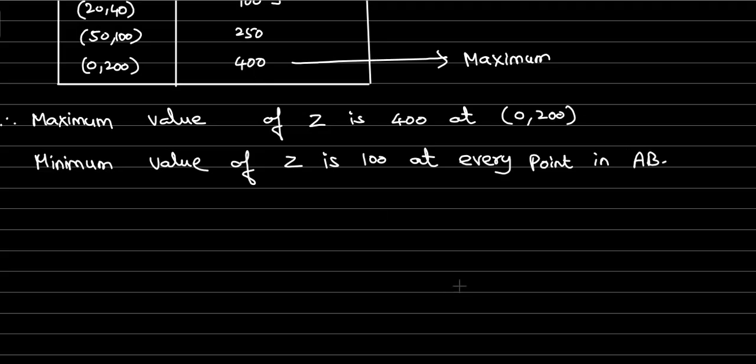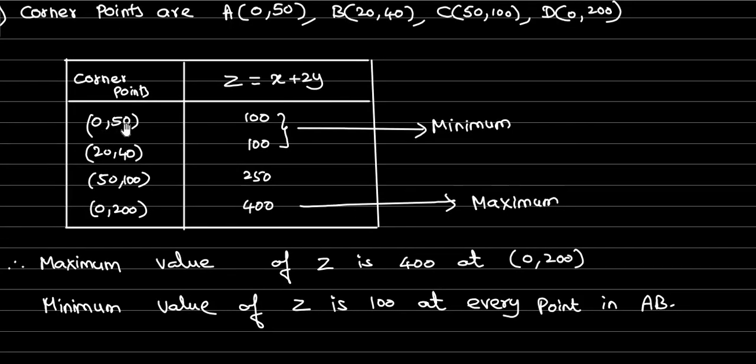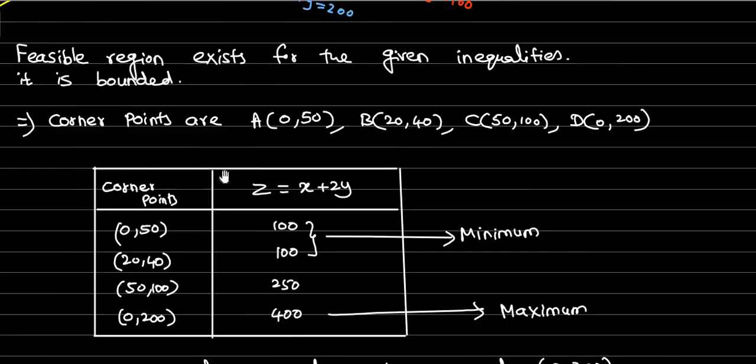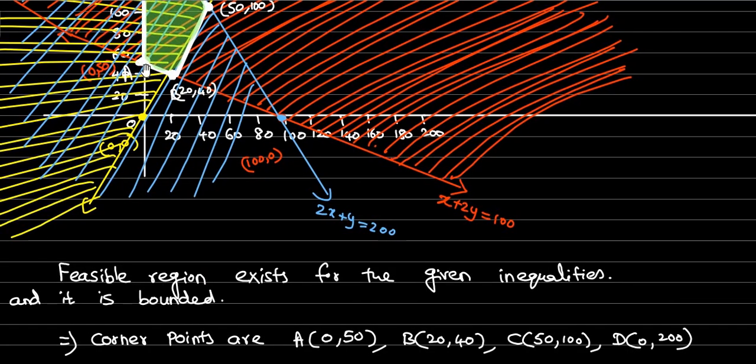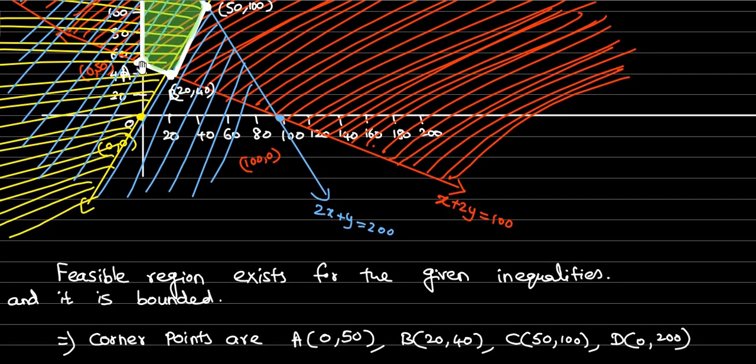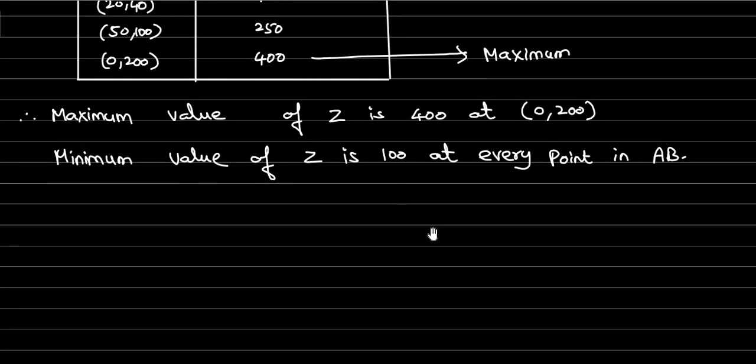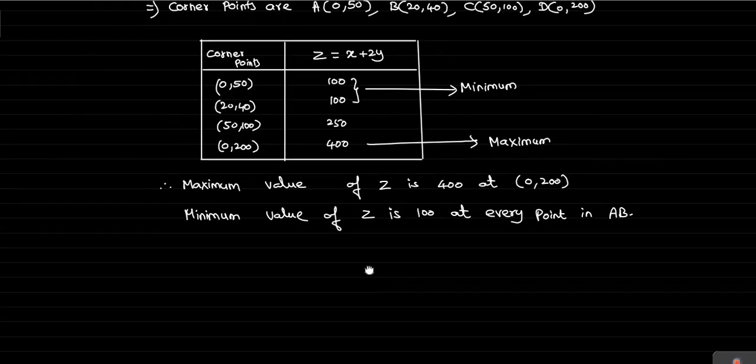Not only at these two points, understand, but at every point between the A point and the B point, including A and B, the complete line segment gives you the minimum value. So that's the solution.